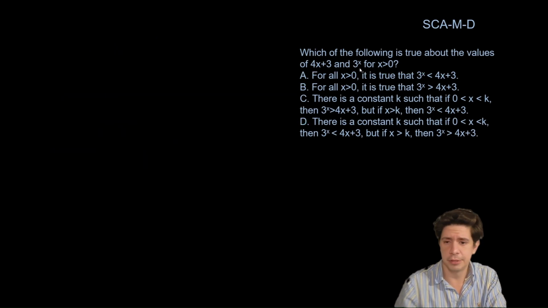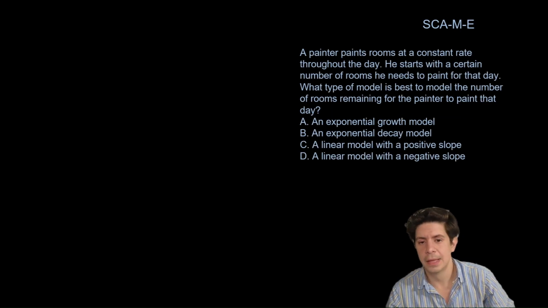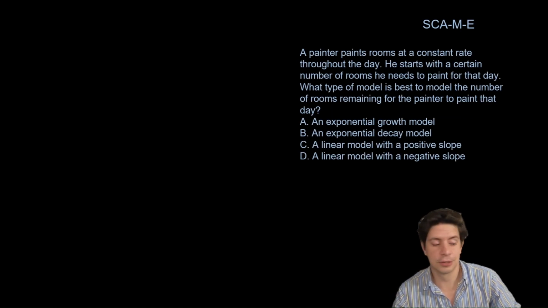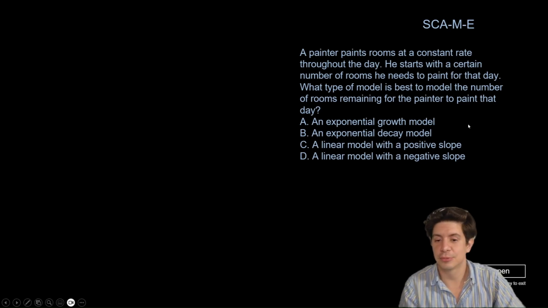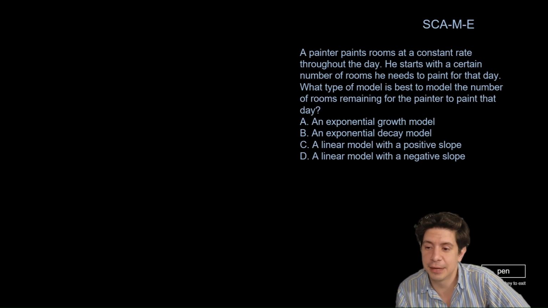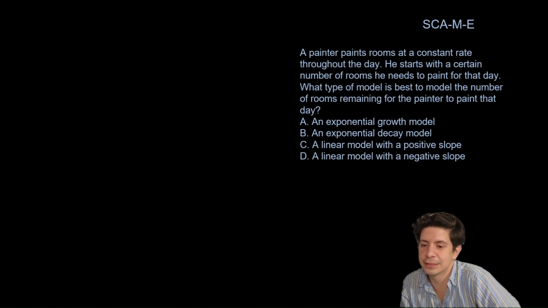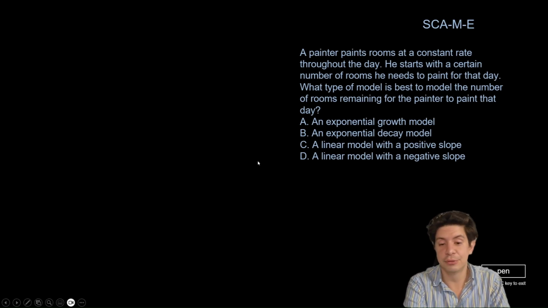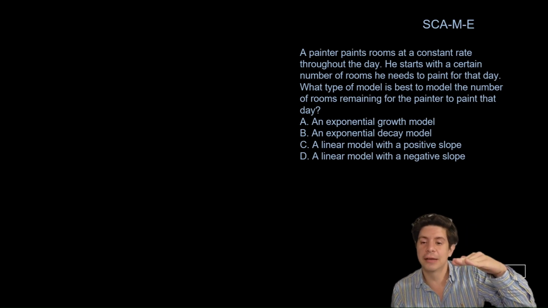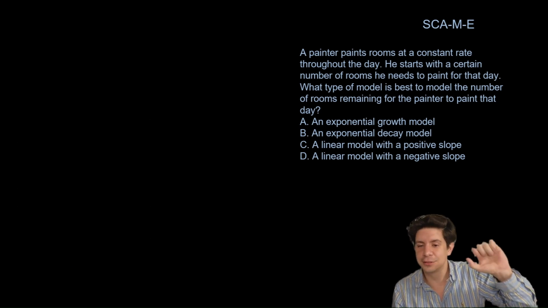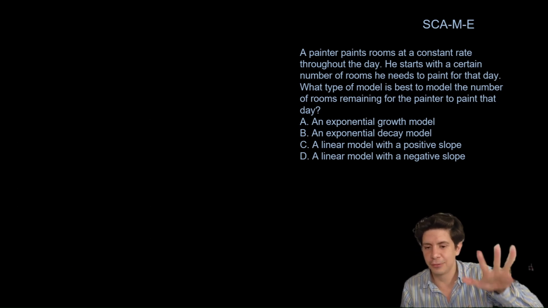In the comments below. A painter paints rooms at a constant rate throughout the day. He starts with a certain number of rooms he needs to paint for that day. What type of model is best to model the number of rooms remaining for the painter to paint that day? So this is similar to the earlier one we did with the scuba diver, except this time we're not given values. It's more abstract. We have to still find a way to do it.